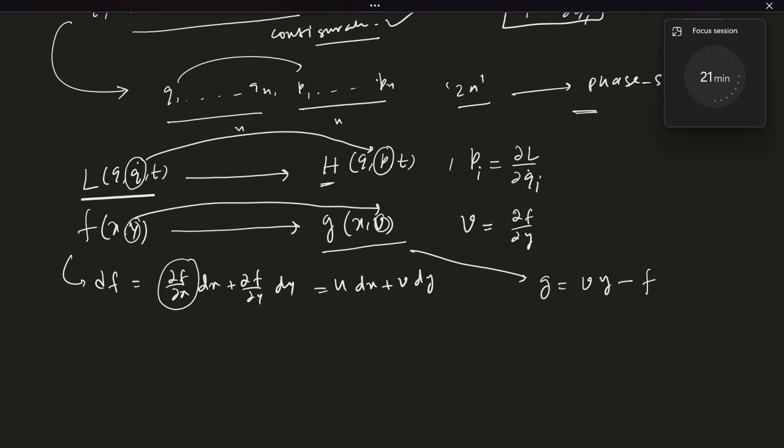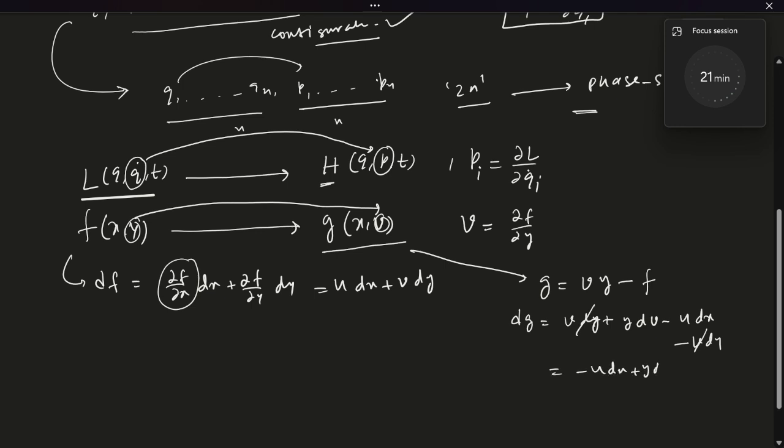Sometimes the sign here will be positive also, but why I am putting the minus here, you can easily understand after a few lines. If you take dg here, you'll get v dy plus y dv minus df. df is equal to u dx plus v dy. The v dy will cancel out, so you will get minus u dx plus y dv.